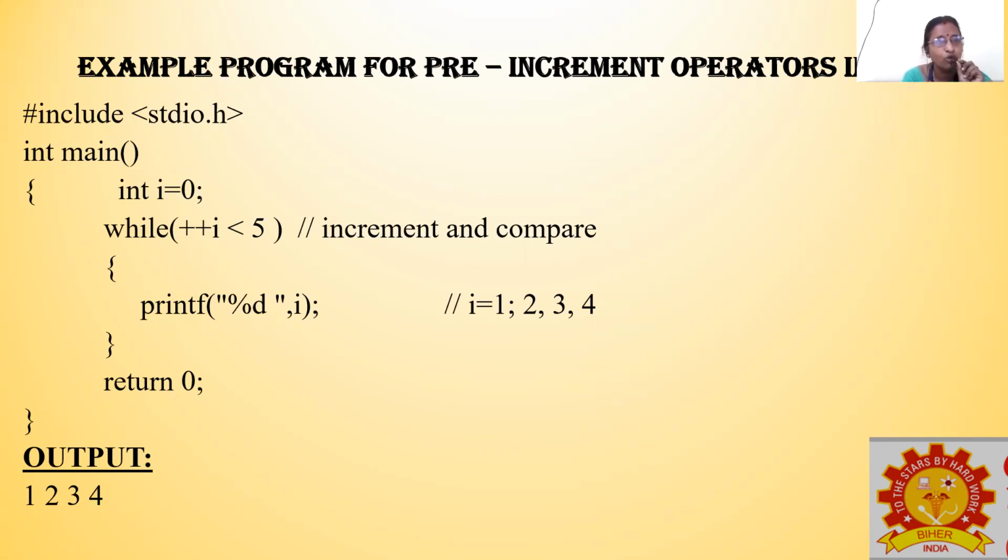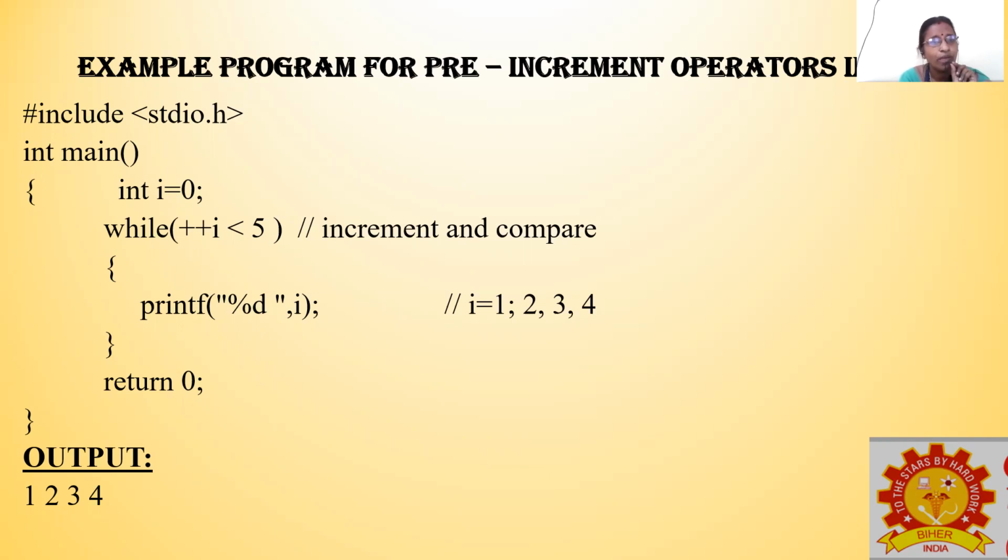Then go to the while loop. Again increment the i value because it is a pre-increment. The value now becomes 3. 3 is compared with 5. 3 is less than 5, so you come into the loop and print i, that is 3. Then go to the while loop, ++i. The 3 is incremented to 4. Now 4 is compared with 5, and the value 4 is printed.